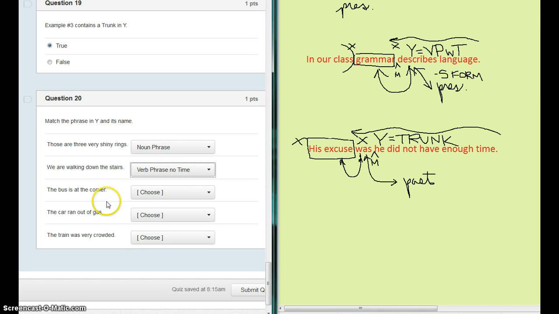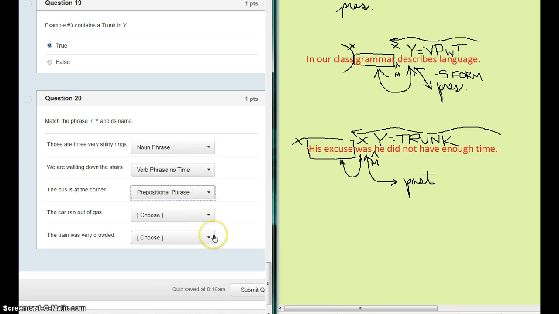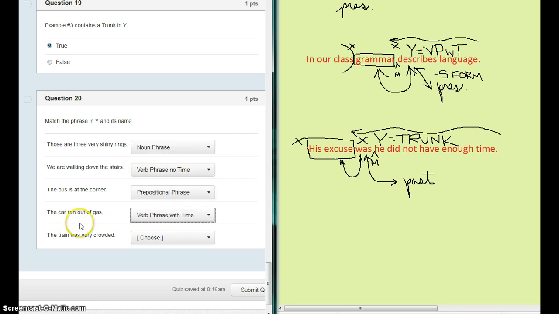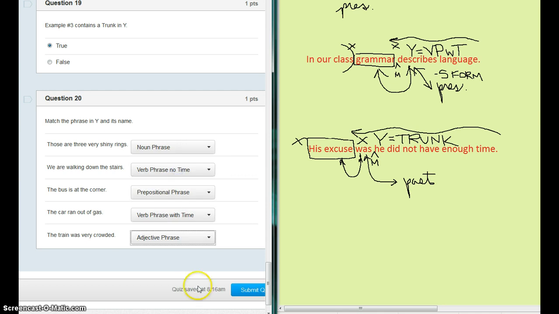It's the ing form. The bus is at the corner. At the corner is Y. At the corner, it's headed by the preposition at, so it's a prepositional phrase. The car ran out of gas. Ran out of gas is Y. And it's a verb phrase with time. That's the past form. The train was very crowded. Here, the head of the phrase is crowded, and crowded is an adjective. We know it's an adjective also because we can put a word like very in front of it, very crowded. So this is an adjective phrase.